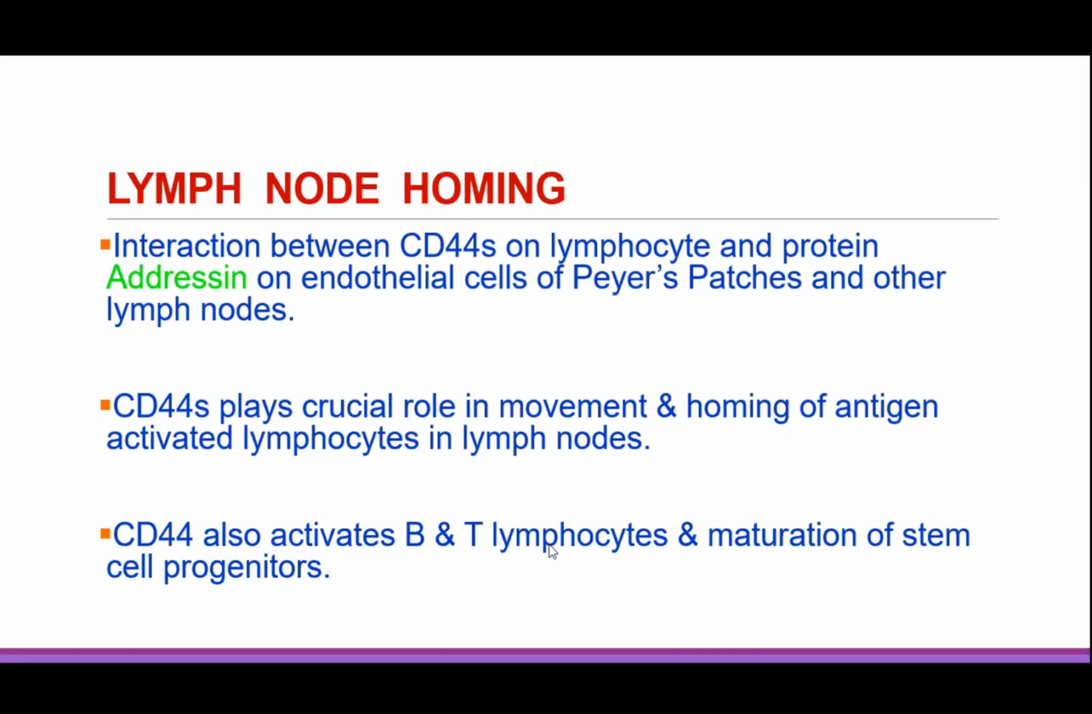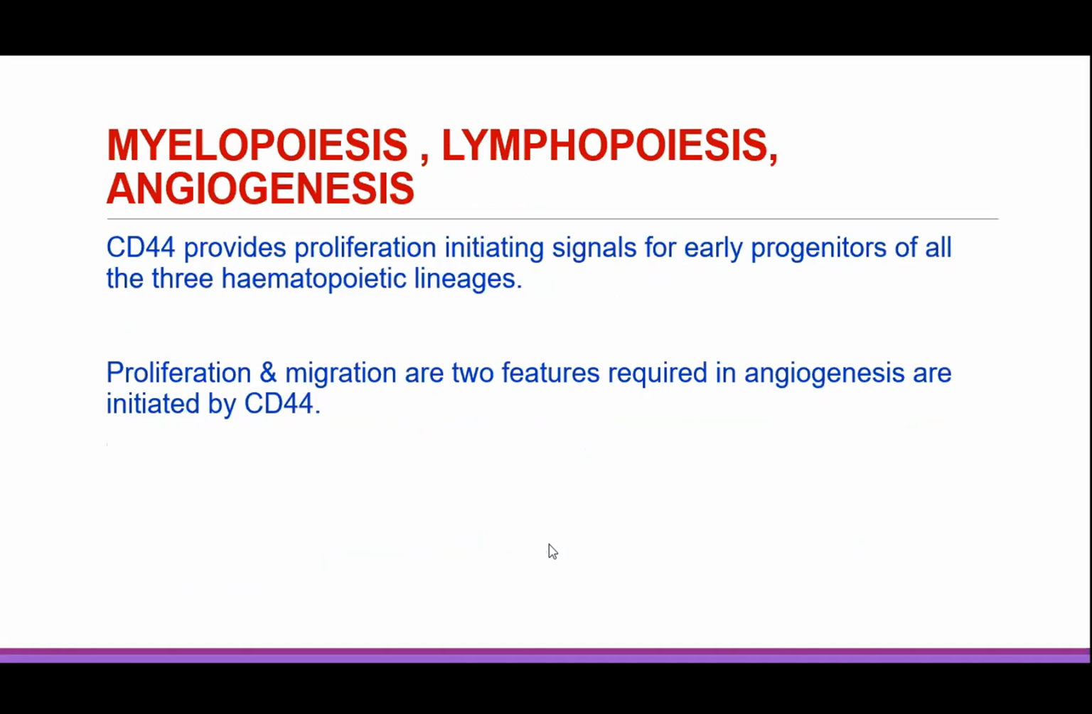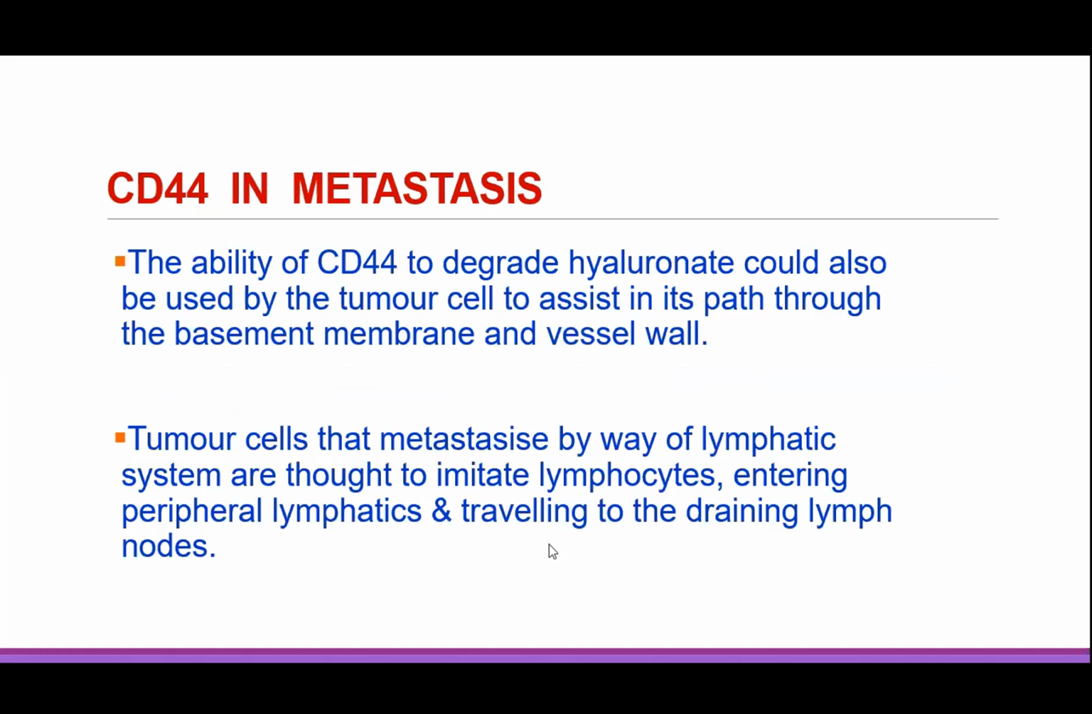So CD44 plays a crucial role in movement and homing of antigen. The CD44 also activates B and T lymphocytes and maturation of stem cell progenitors. CD44 provides proliferation initiating signals from early progenitors of all the three hematopoietic lineages: myelopoiesis, lymphopoiesis, angiogenesis. The proliferation and migration, two features required in angiogenesis, are initiated by CD44. CD44 also plays an important role in metastasis.